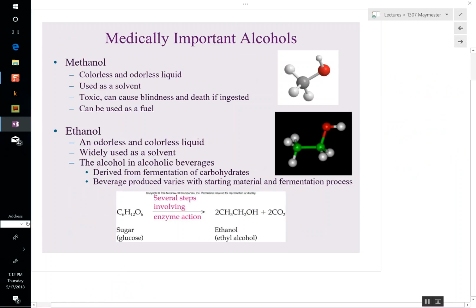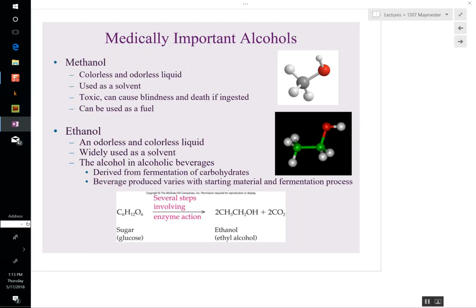Just real quickly, medically important alcohols. Methanol is used as a solvent. It's toxic. It can cause blindness. It can be used as a fuel. You go into a restaurant, you have these little things sitting there burning. There's methanol, where you can see a little glass container with a liquid in there and a wick coming out of it. The liquid in there is methanol. It burns with a really nice clean flame.